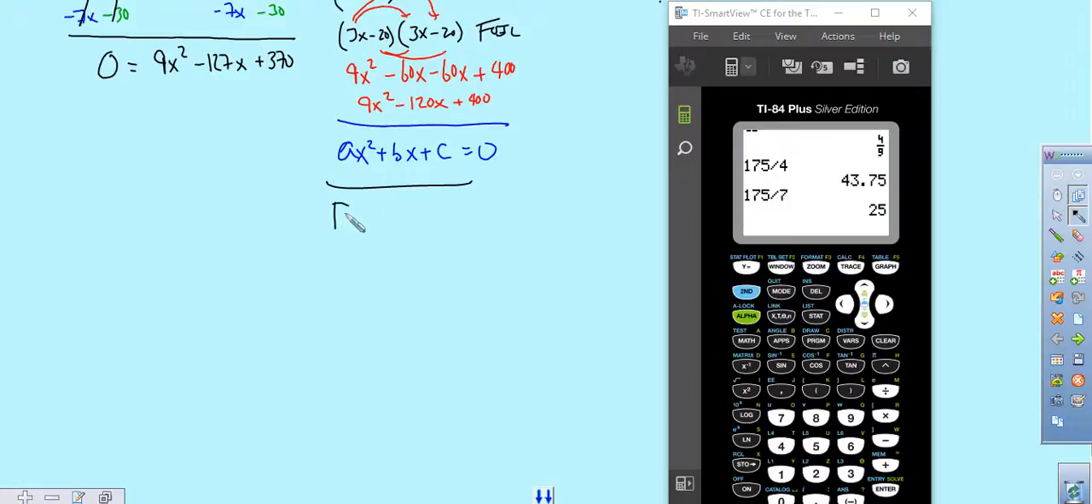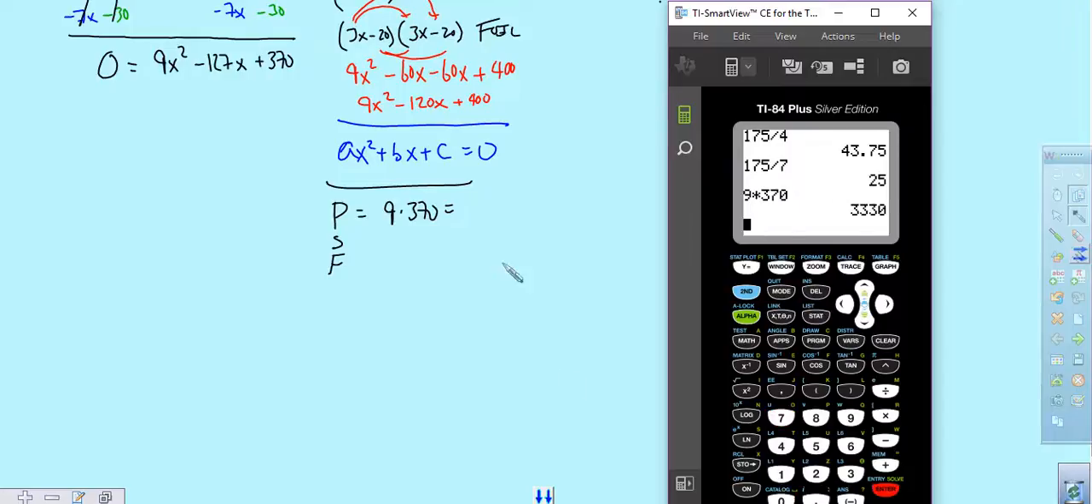So if we do product sum factor, our product is going to be equal to our 9 times our 370, our A term times our C term. And so we have 9 times 370, and so that's 3,330. Our sum is equal to negative 127, which is our middle number, and our factors are what we're going to look for.